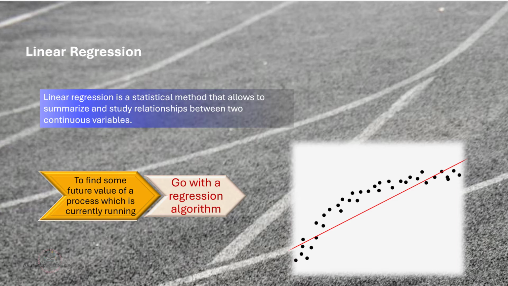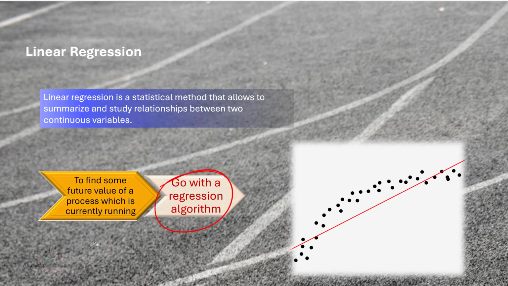Here, my outcome variable is continuous in nature. So if I'm interested in predicting a future value which is continuous in nature, then it is recommended that we start with a regression algorithm.